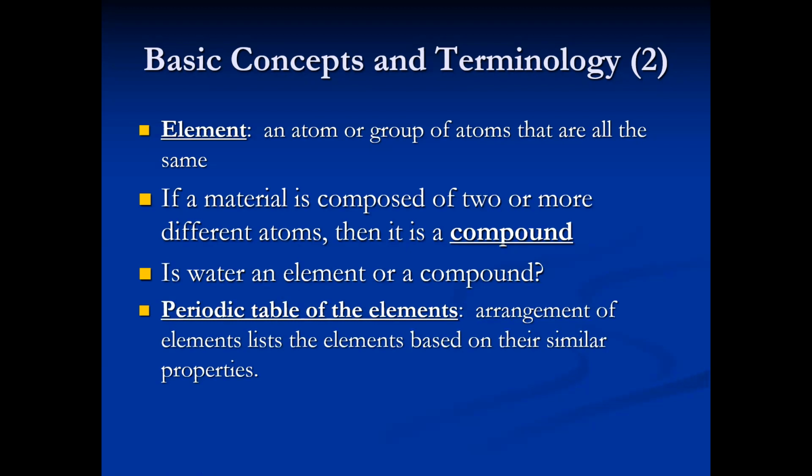Now, to see the characteristics of the different atoms that exist on our planet and in the universe, there's a thing called the periodic table of elements. I'll be teaching you a little bit about it, but I will not be asking you to memorize the whole thing. It's an arrangement that lists the elements based on their similar properties. And I'll be showing you what that means here in a moment.